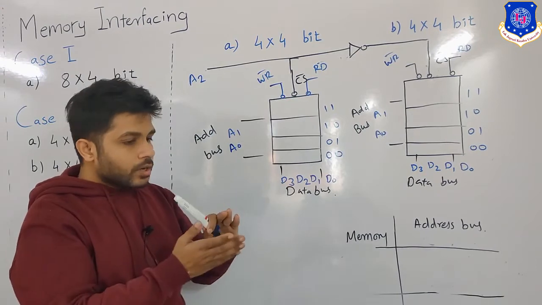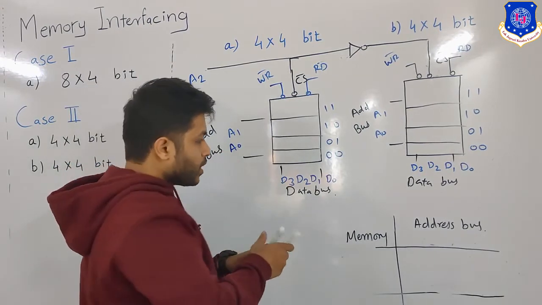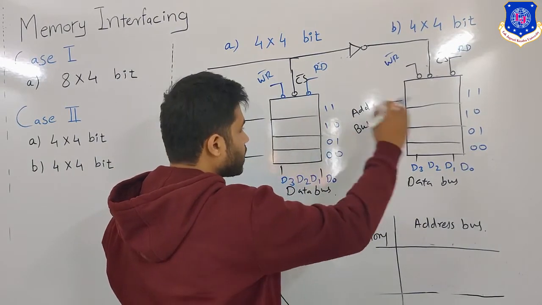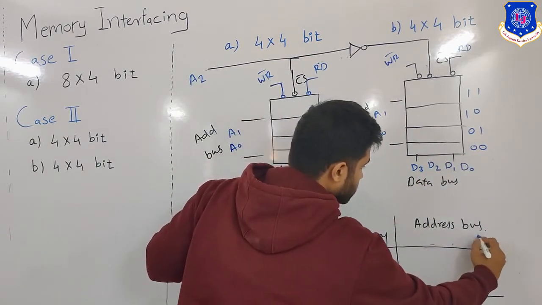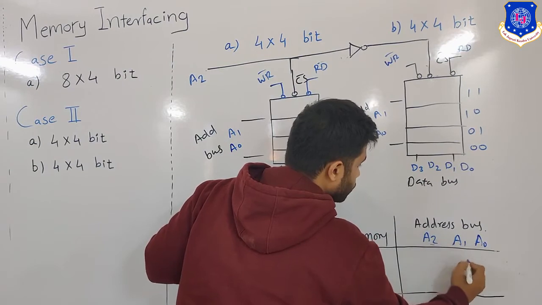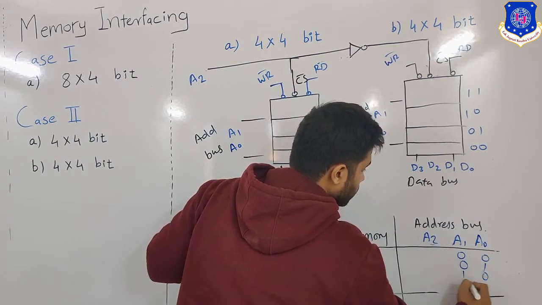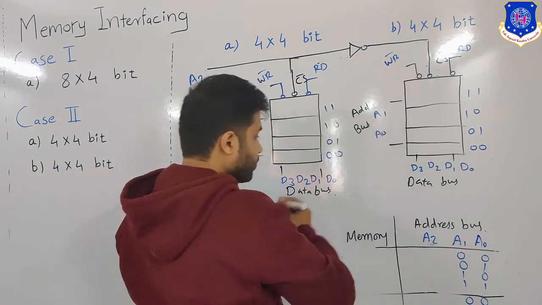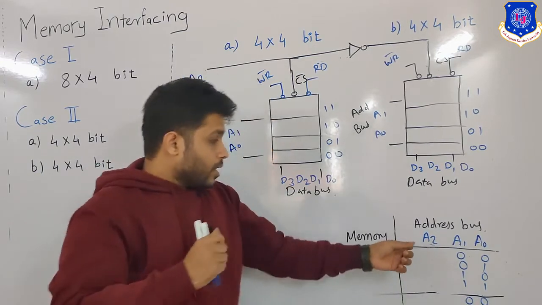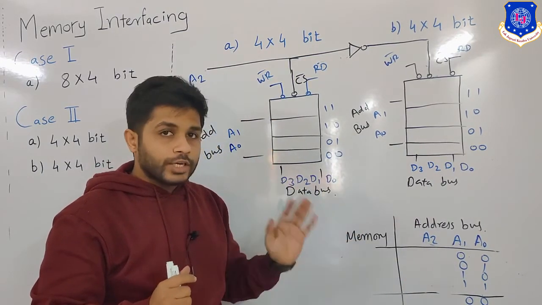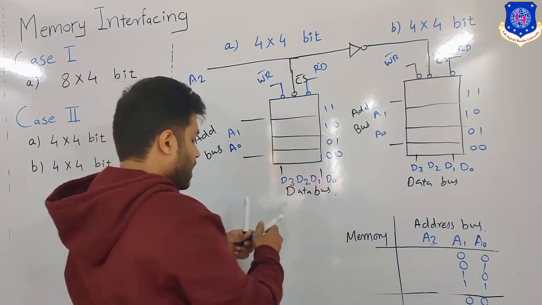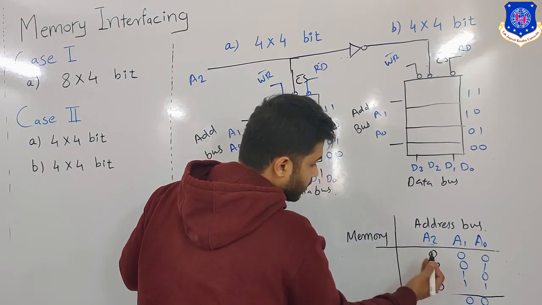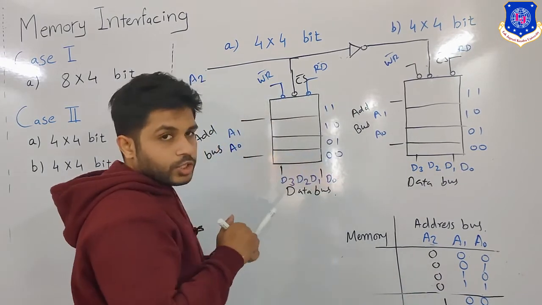Now let's write down the range of addresses for chip A and chip B. So we know that the range of addresses is the same. For example, for chip A it is 00 to 11 and chip B it is also the same. So address bus A0, A1: 00, 01, 10 and 11, again 00, 01, 10 and 11. Okay. Now let's write the value for A2. For one chip I am writing 0 for all the locations, and for the other chip I am writing 1 for all the locations.